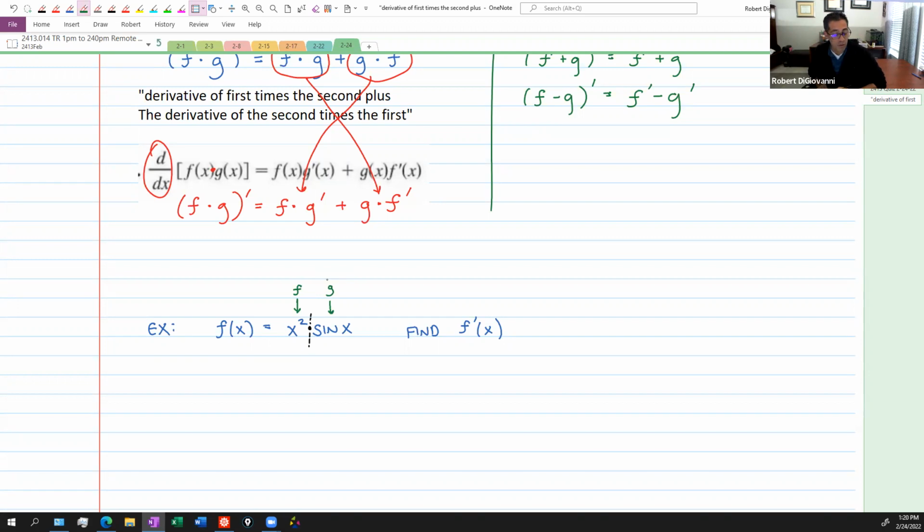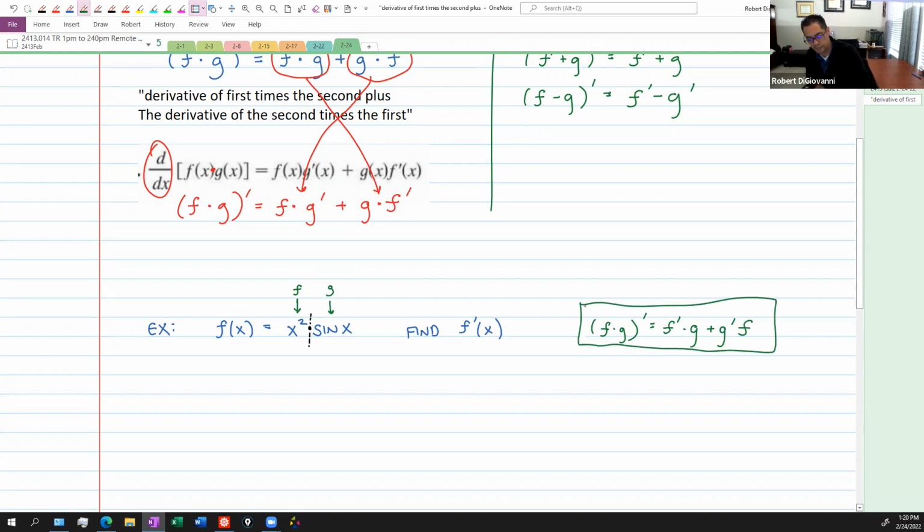So according to the formula, the derivative of f times g will be the derivative of f times g plus the derivative of g times f. Okay, so that's what I'm about to use. So now I go for my derivative here. The derivative of this will be, okay, I need to take the derivative of f first, right? That's what I need first.